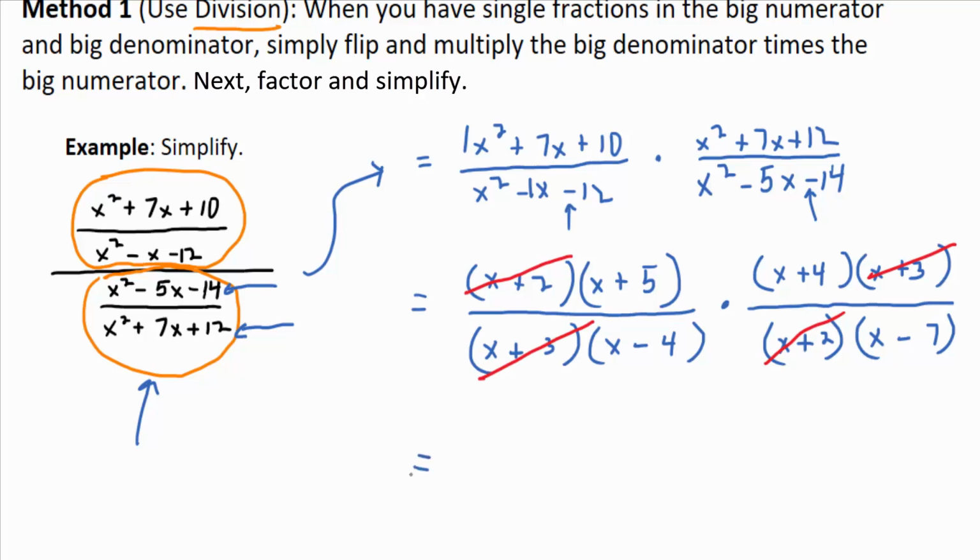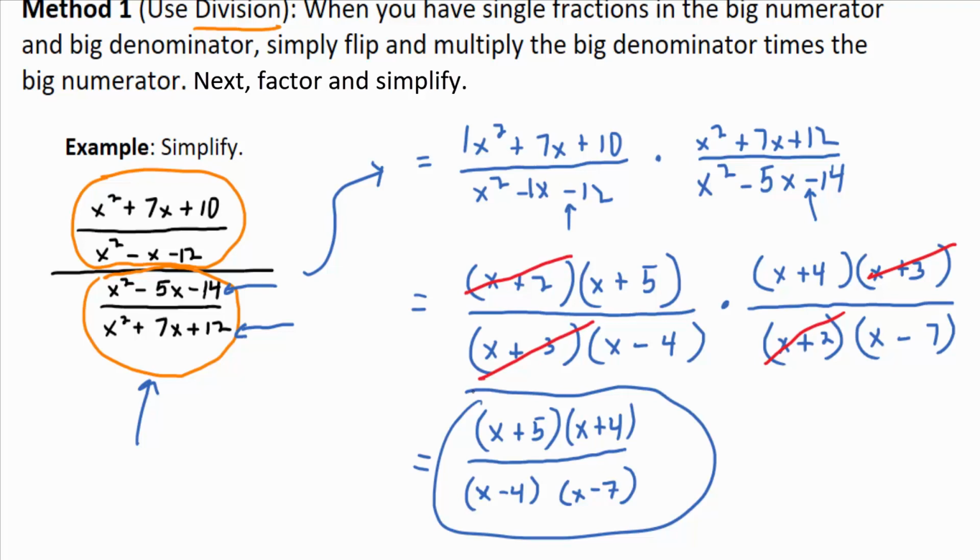Whatever's left, you multiply numerator times numerator, denominator times denominator. So what do we get? x plus 5 times x plus 4 divided by x minus 4 times x minus 7. And there's no reason to multiply out. Just leave it. It's just more work to multiply it out, and it doesn't do you any good. So that's it. That was method 1.